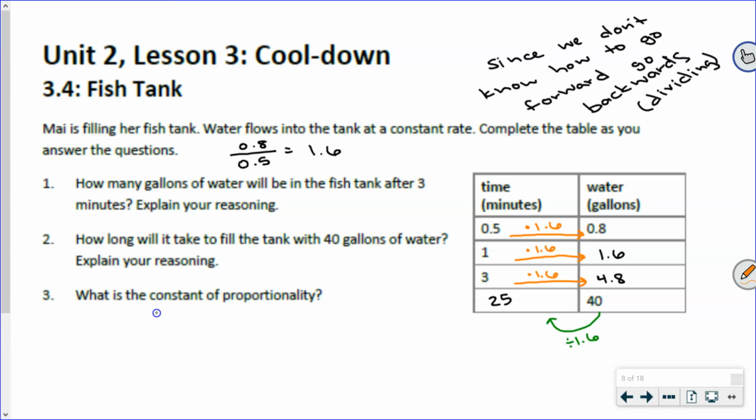It is 1.6, because what is it that I'm multiplying by everywhere on that table? 1.6 as we go across. So the constant of proportionality is 1.6. Real quick, how many gallons of water will be in the fish tank after 3 minutes? That would be 4.8 gallons. How long will it take for 40 gallons to finally fill the tank? That'll be 25 minutes.